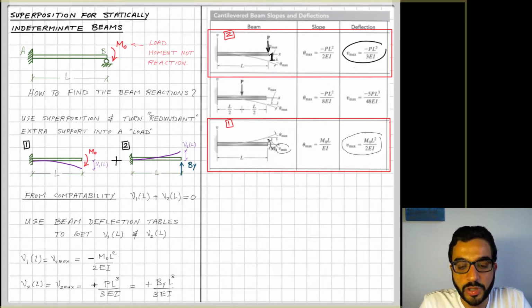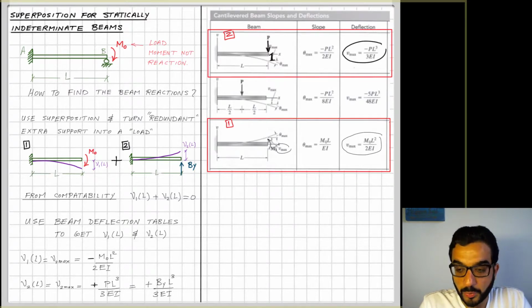So you see here ν1(L) is equal to ν max, which is equal to negative the value that I got from the table, M0 L squared divided by 2EI. And then the first row of the table matches with a force at the tip of a cantilever beam. It matches with my second load case here, but the direction is reversed. So I will reverse the sign that I have from the table. In the table it's negative. Now I make it a positive, and it's equal to positive P L cubed divided by 3EI. And P here, in my original problem, is called BY.